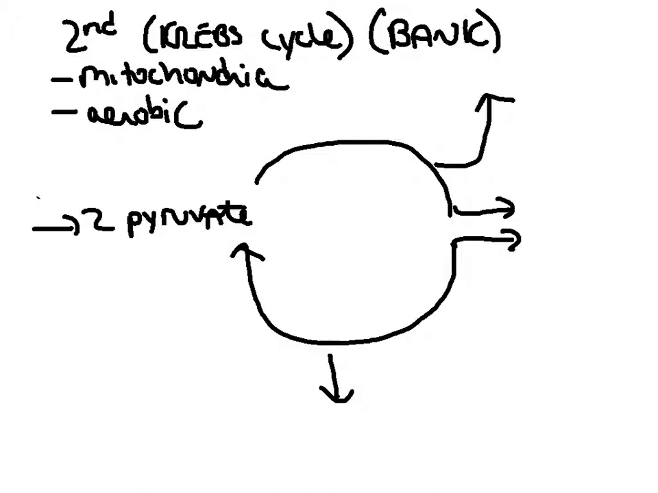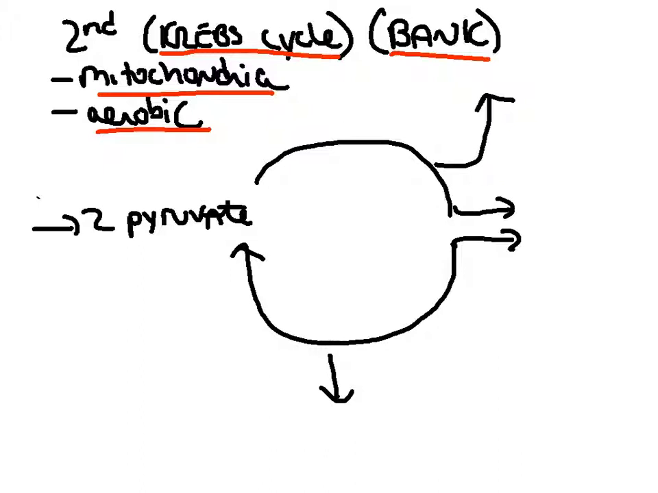The second step in cell respiration is called the Krebs cycle. We refer to this as a bank, or an energy bank, that is storing cellular energy in the form of electron carriers that can be used to create ATP later on in the process. It occurs in the mitochondria of a cell, and it is an aerobic process.